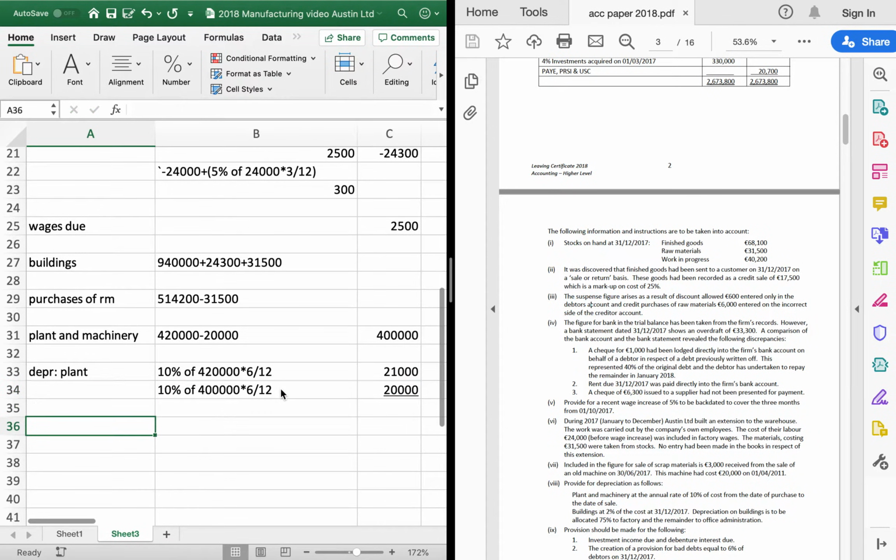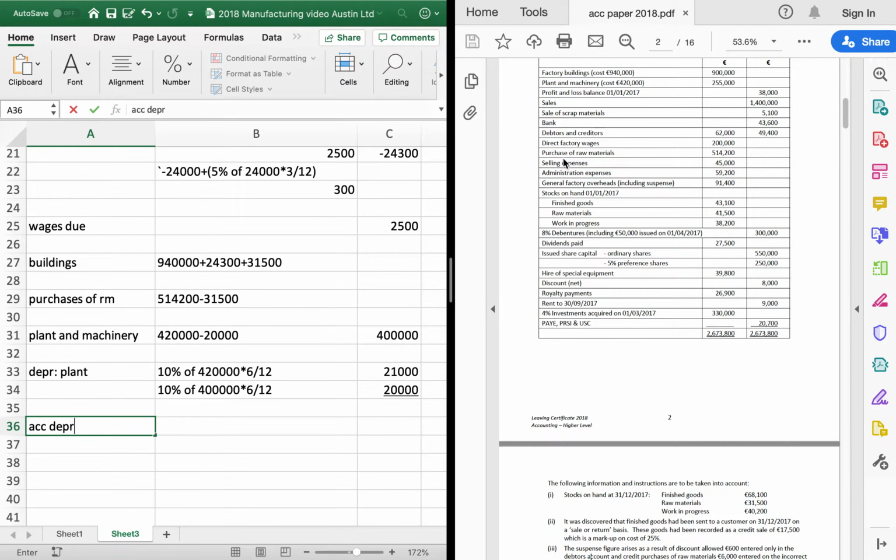You then do your accumulated depreciation. So that started off in the question as 420 minus 255. So what's that? 45, 65, 165.